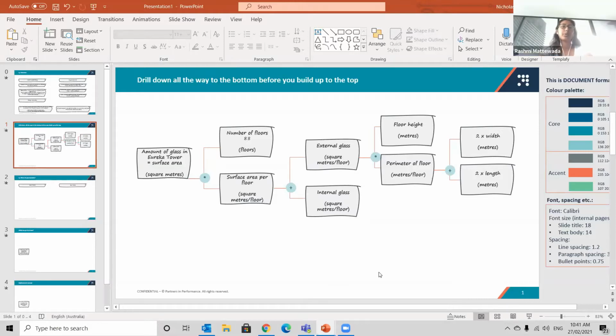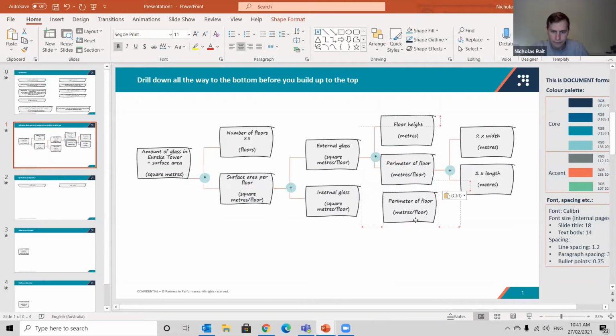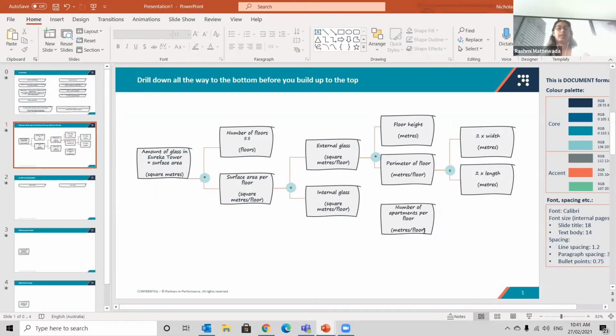So I'd probably make an assumption around how many homes or apartments there are per floor internally. So, number of apartments per floor. And then within that, I'd say how many bathrooms per apartment. I'm assuming that it's the bathrooms that contain glass.